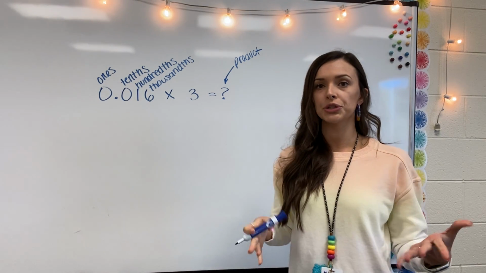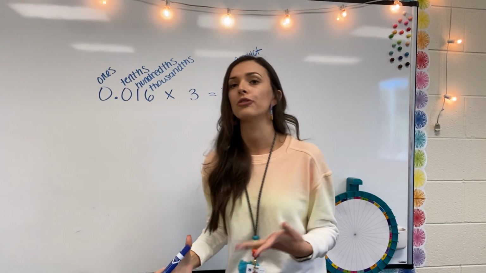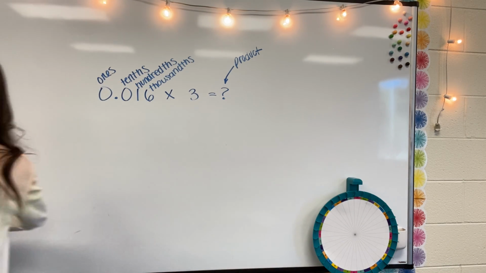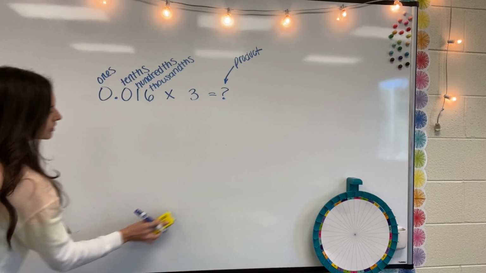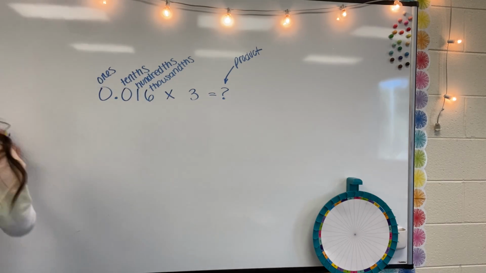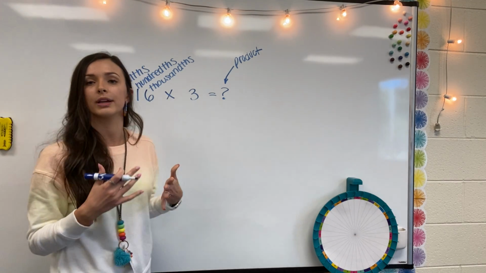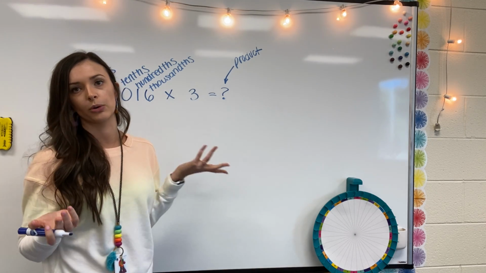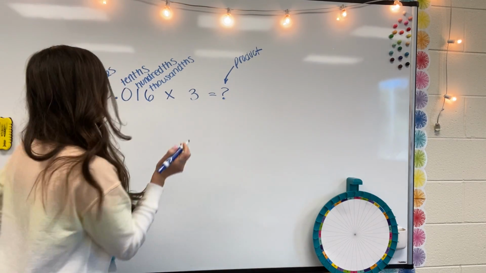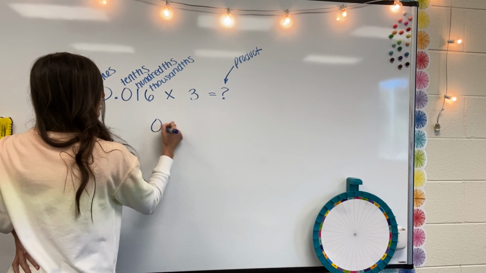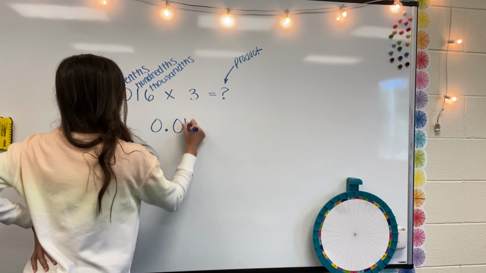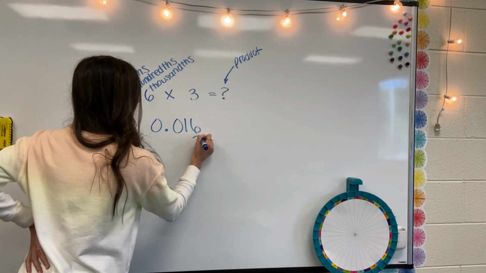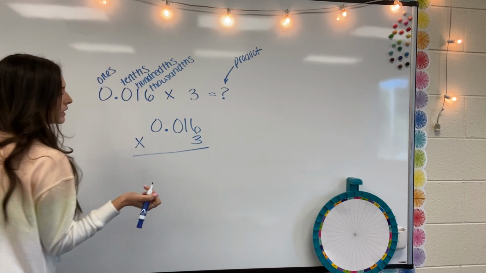So we are going to use our standard algorithm for multiplication. And standard algorithm, you might be thinking, well, what is that? Some of you know what it is. All that means is that's our mathematical way of saying that we're going to stack them on top of each other and follow our steps in order. It's just standard, if you will. So I'm going to take my 16 thousandths and multiply that by my whole number 3.